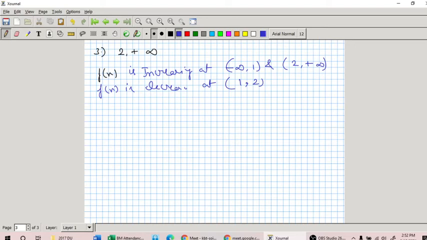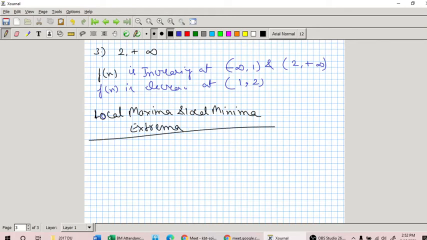What is local maxima, local extrema or minima here? So the next topic is local maxima and local minima. Some people call it extrema also. What is this? This particular concept talks about the high points and the low points on a curve, which are technically known as maximum and minimum values.